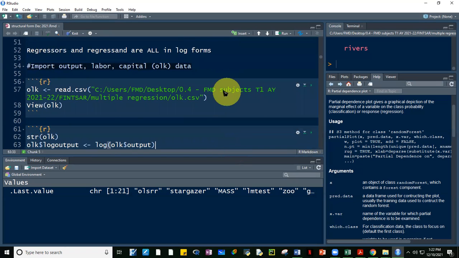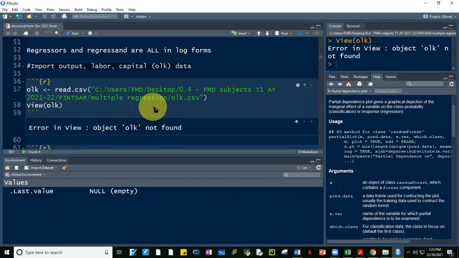I hope you have imported the OLK dataset. This is output, labor, and capital. We have here a record of the output, the labor, and the capital for, I forgot the year this was taken, but these are real values. We're going to regress and see the relationship between output and the contribution of labor and capital to the output. Let me view this data.